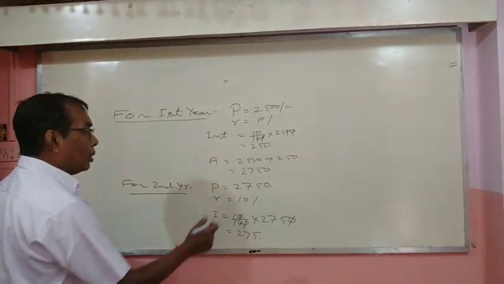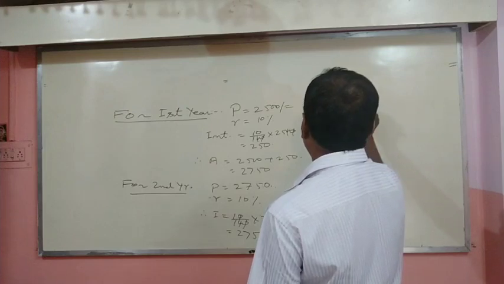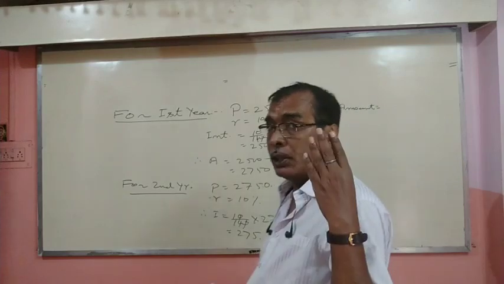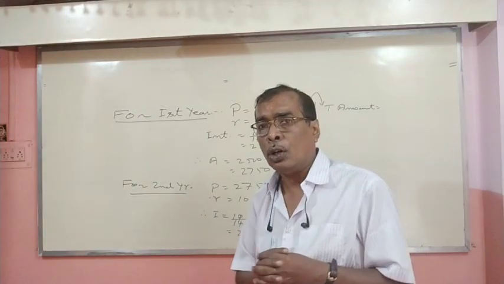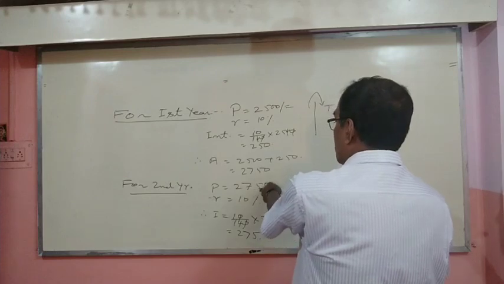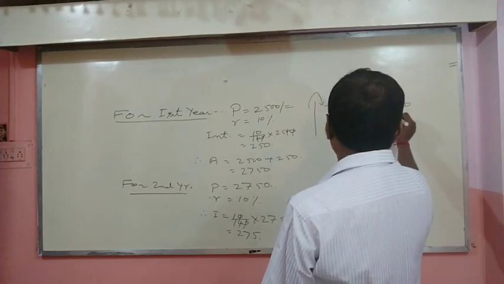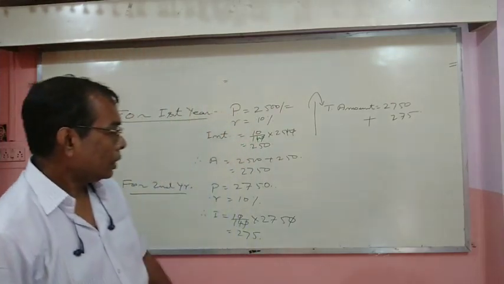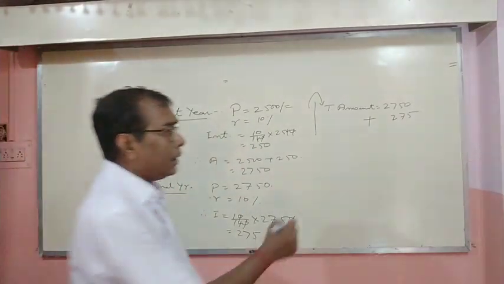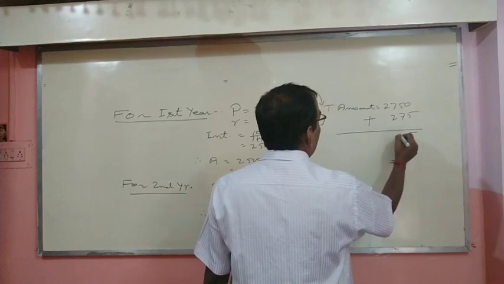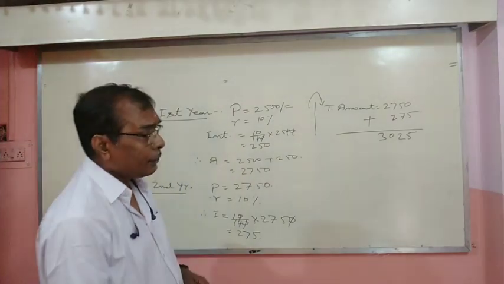So the total amount will be how much? I am writing it this side. For the second year, I take the second year's principal, 2750, and the second year's interest, 275, and add them. That will be the final amount after the second year, which is 3025. And this is the final amount.